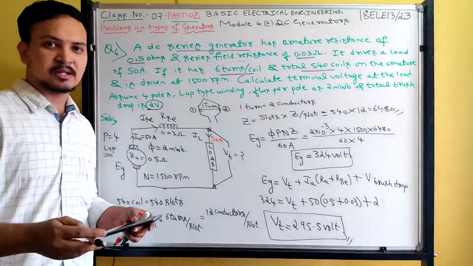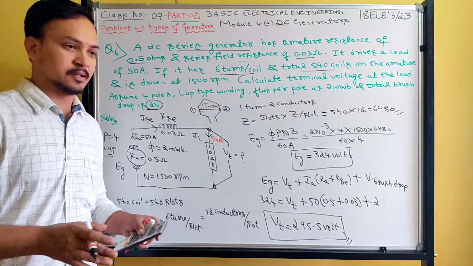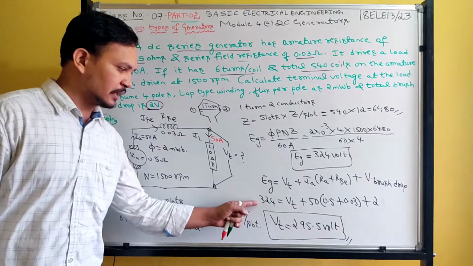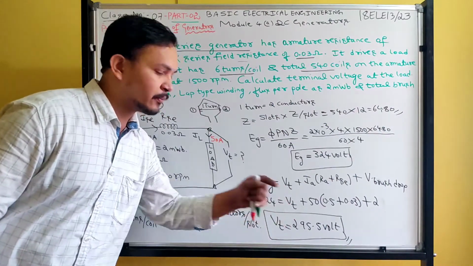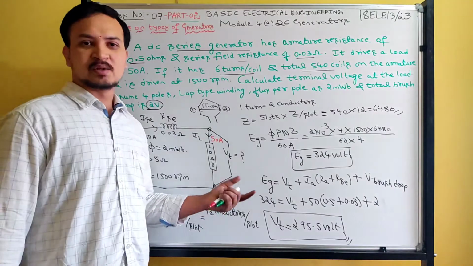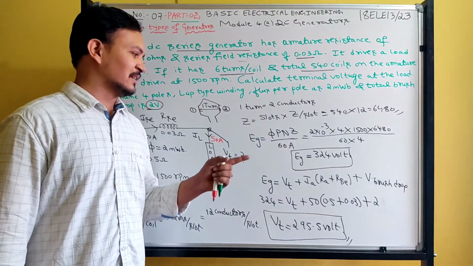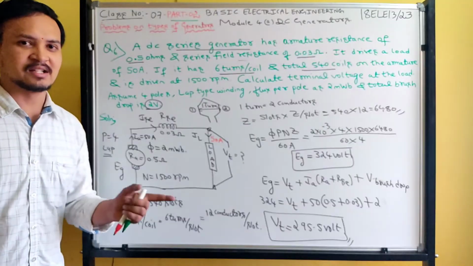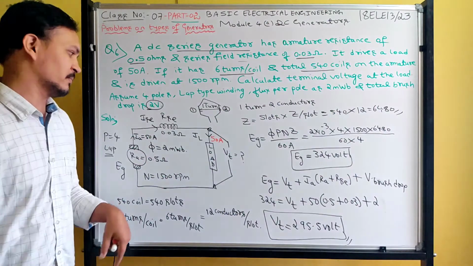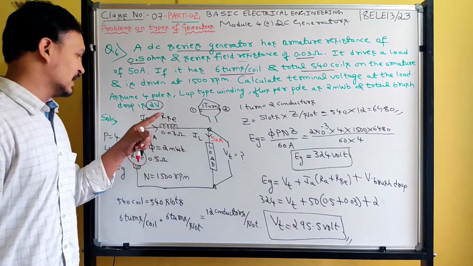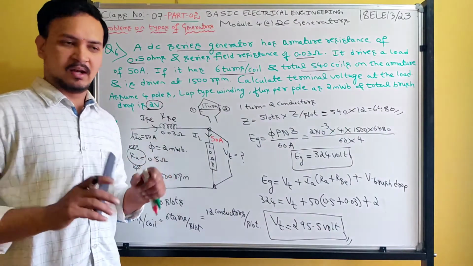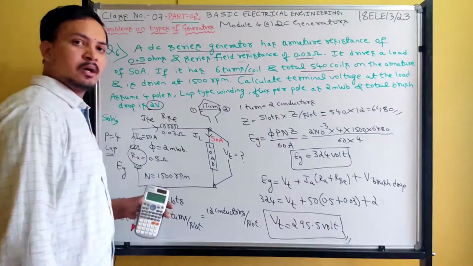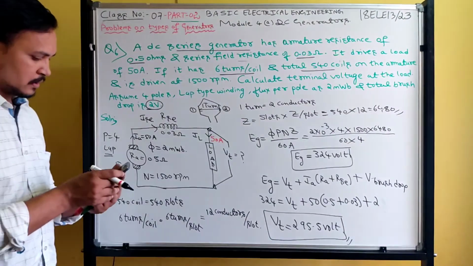What I said earlier, remember the concept for all types of generators: your Eg should be more than Vt. What is Eg? 324. What is Vt? 295.5. So Eg is more than Vt. But Ia should be more than IL. That is valid for other generators, but not for the series generator, because for a series generator, IL, Isc, Ia all are equal. Okay, guys, I hope you understood. We got the answer 295.5 volts.